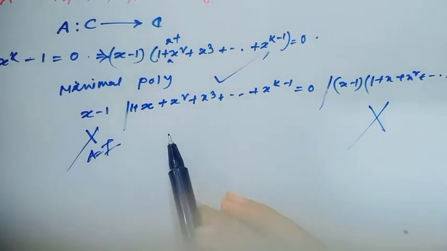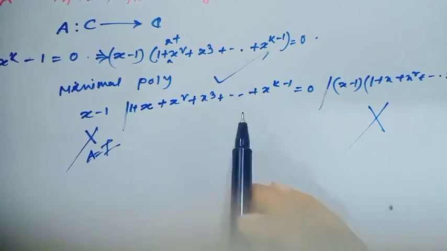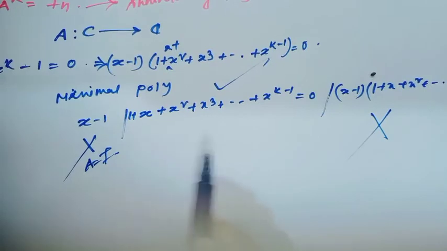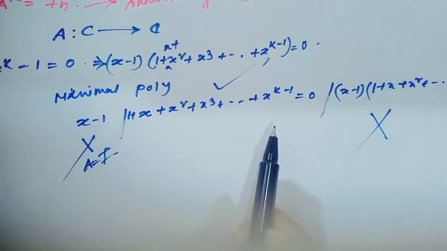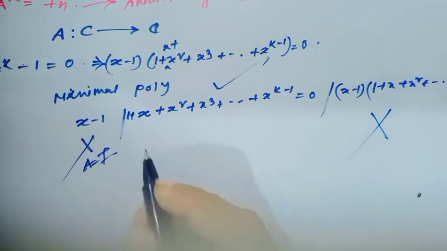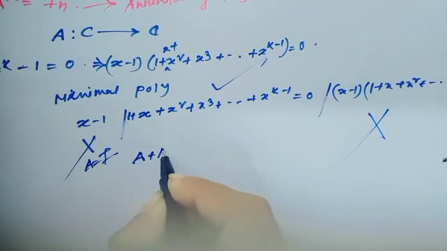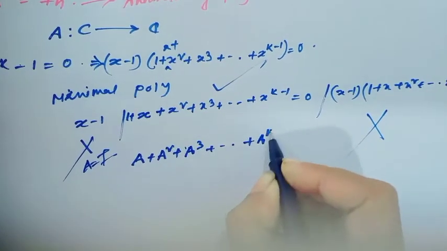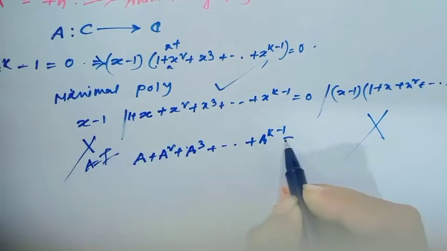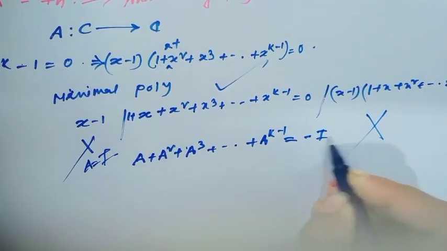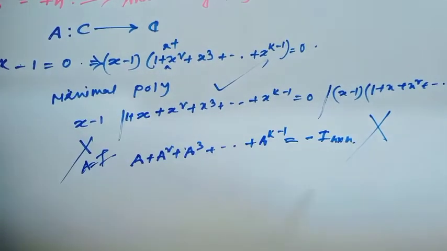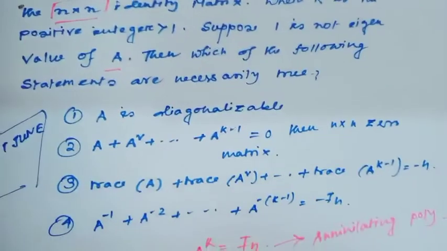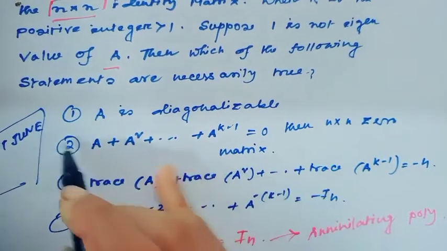And since this is the minimal polynomial, all of us know the minimal polynomial always annihilates the matrix. That means A plus A square plus A cube up to A to the power k minus 1 equal to just minus identity. That means notice the second option. Second option implies A plus A square up to A to the power k minus 1 equal to 0. This is the wrong option.